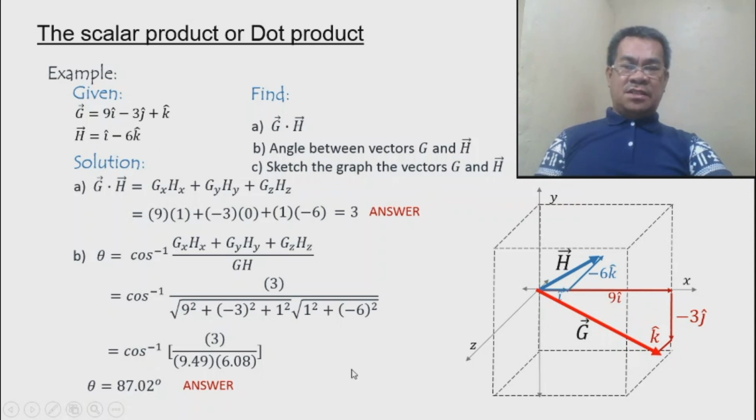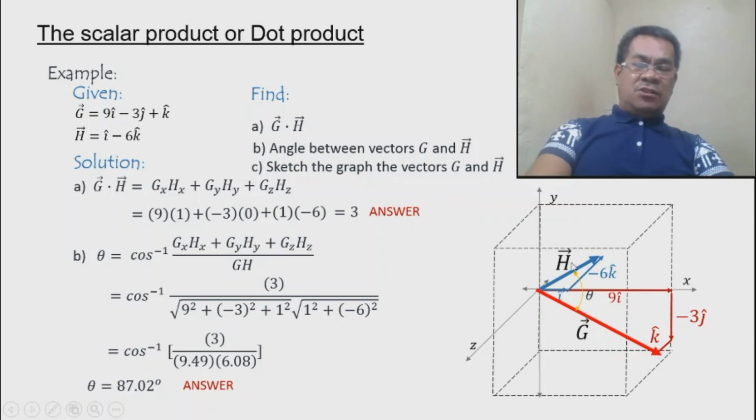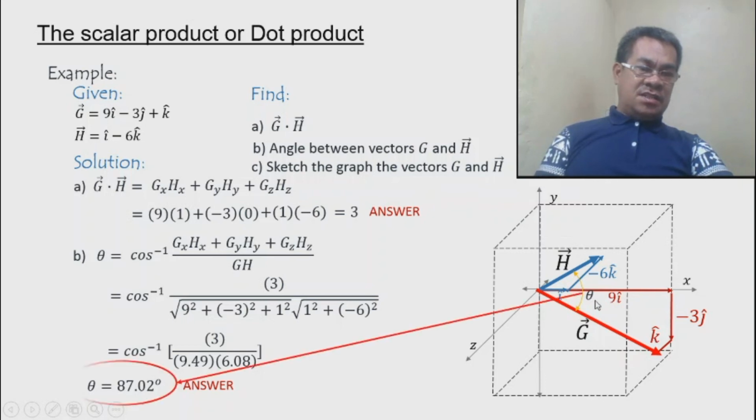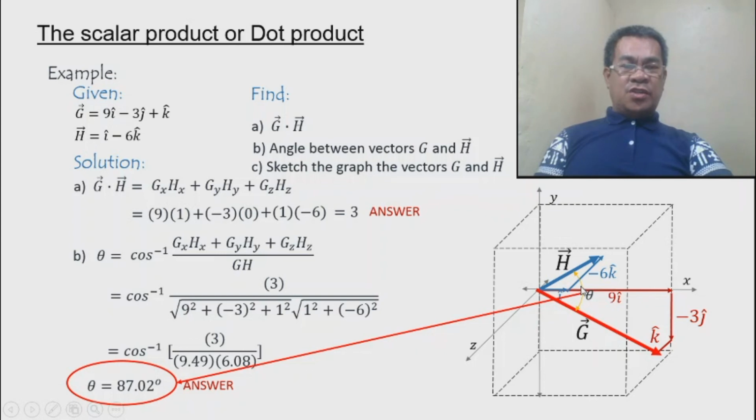Now, where is the angle between these two vectors? Remember, the angle between the two vectors is this one, theta. So therefore, the angle is, look at this one, the orientation depending on the slope of the lines. This is the angle, the flat angle from the plane of this line, theta. So how much is this theta? The answer is 87.02 degrees.